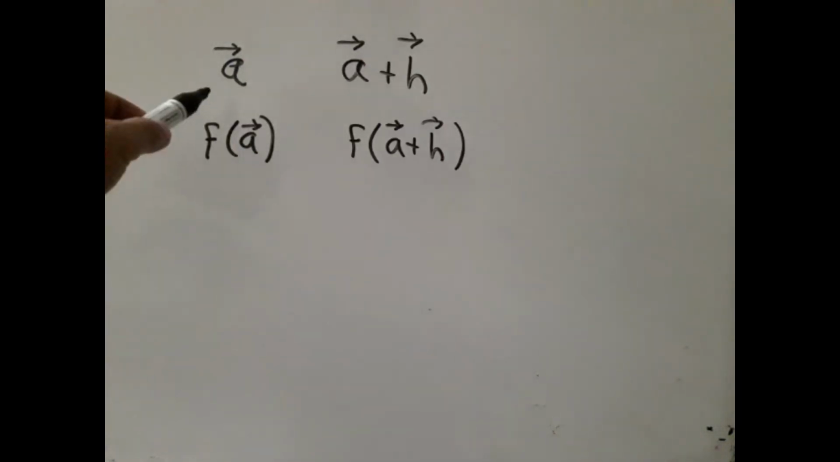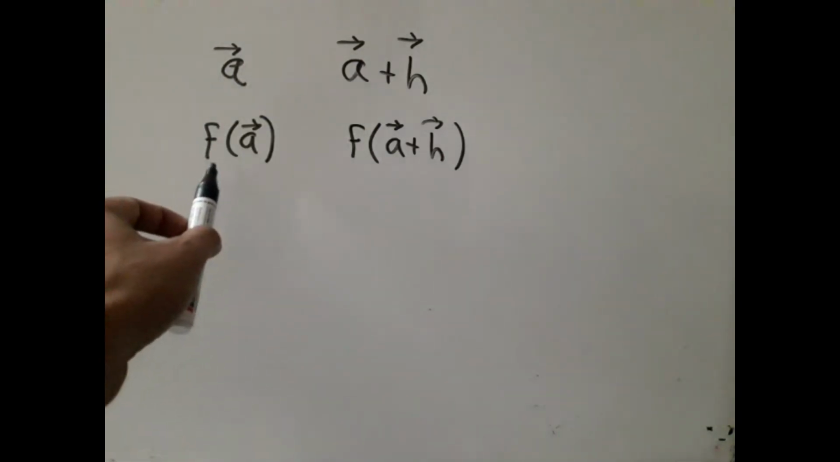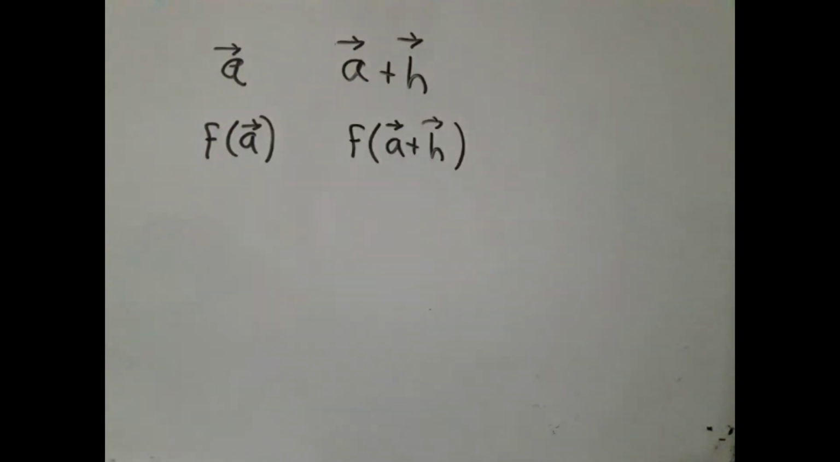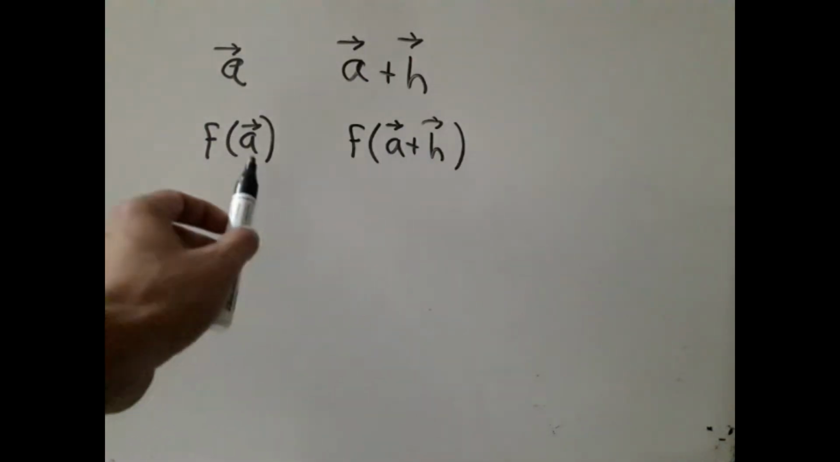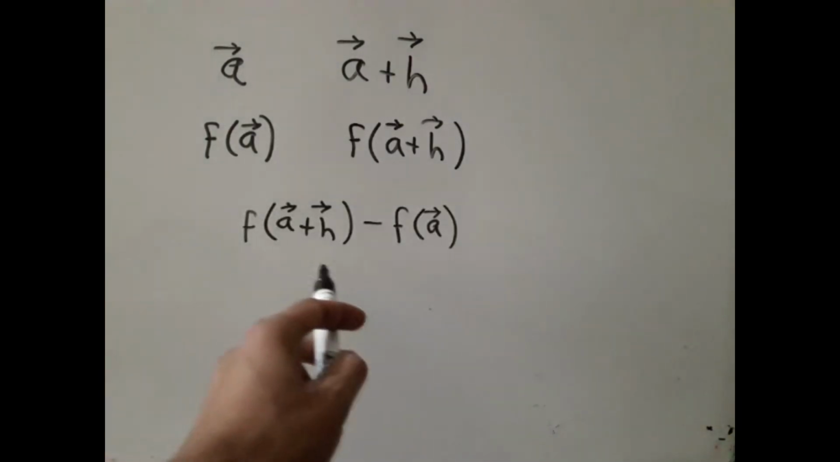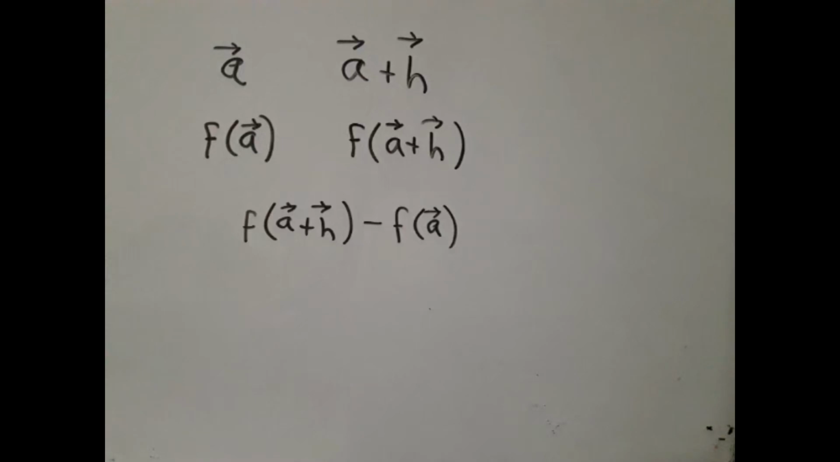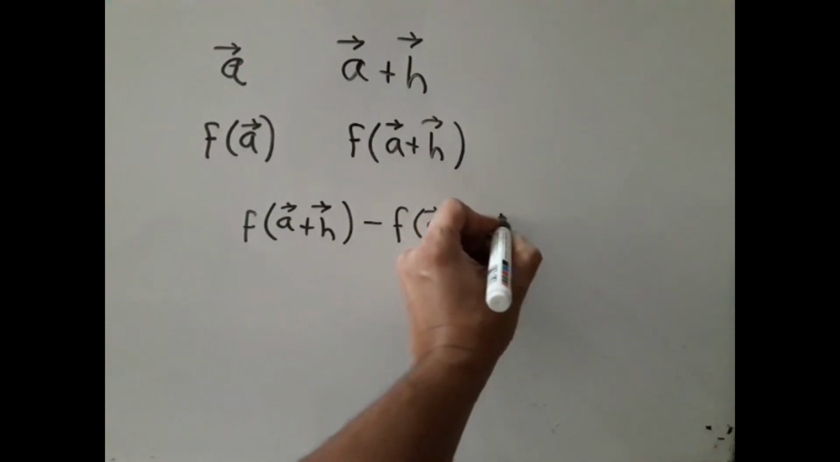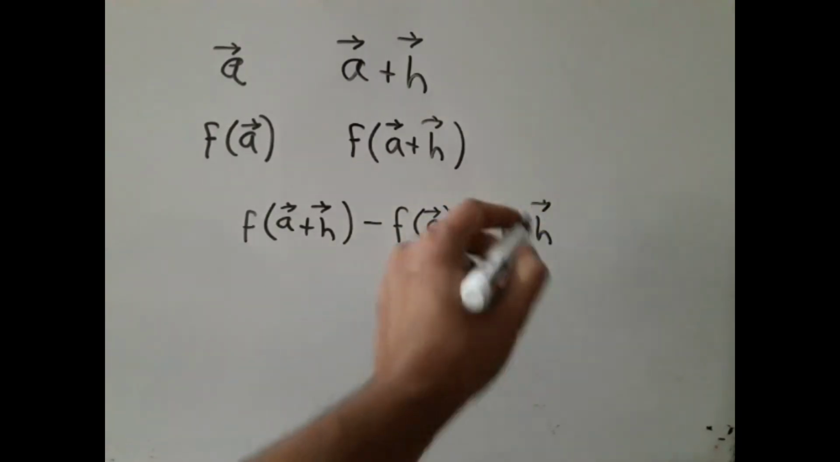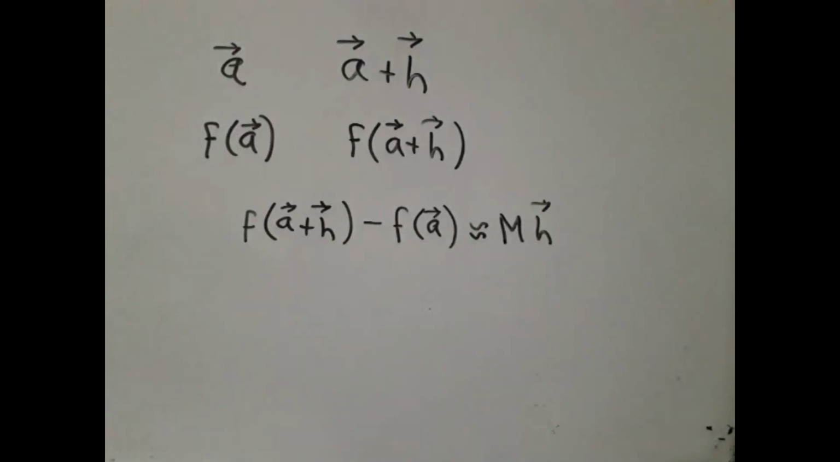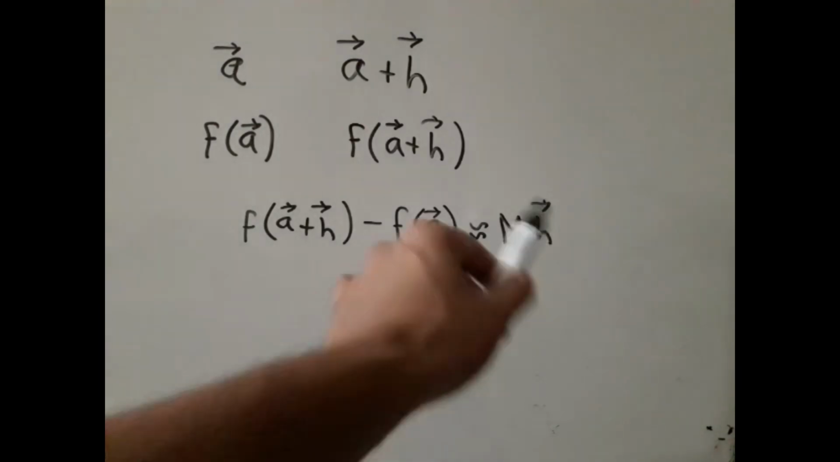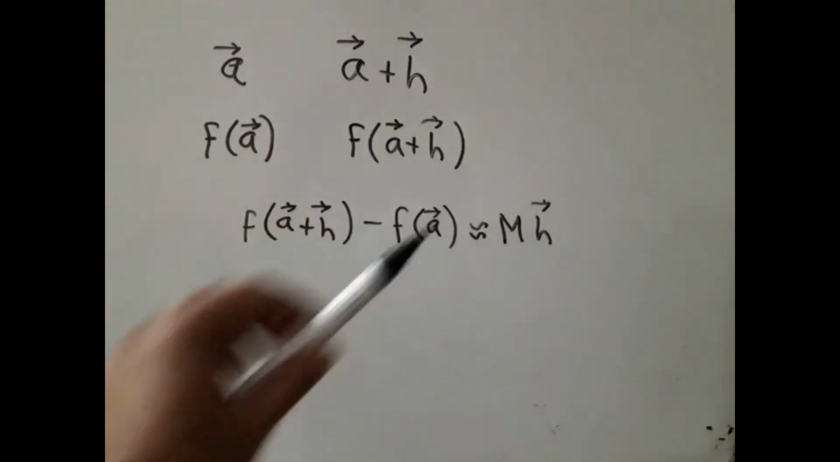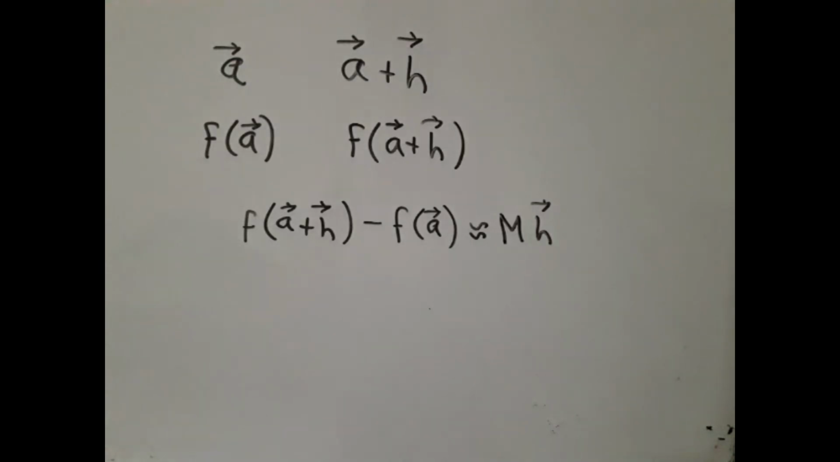Suppose we are at some point A, and we move a little bit to A plus h. As a result, the function changes from f(A) to f(A plus h). Now look at the difference that you see in the function, which is f(A plus h) minus f(A). The definition of differentiability basically says that this is approximately M times h. In other words, this is approximately a linear transformation of h. So this linear transformation plays the role of the approximating straight line, which we call the tangent. Now, what do these linear transformations look like?